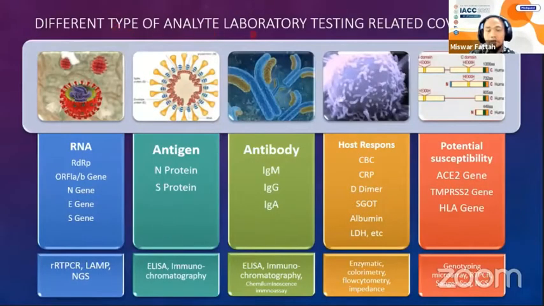These are the different types of analytes available for COVID-19. We will discuss today the more specific molecular ones. A lot of targets are available in the world now; for RNA, we target RdRp, ORF1ab gene, N gene, E gene, or S gene. We can utilize many different technologies, from real-time PCR, LAMP, or NGS. Prof. Ferrari already discussed this too.